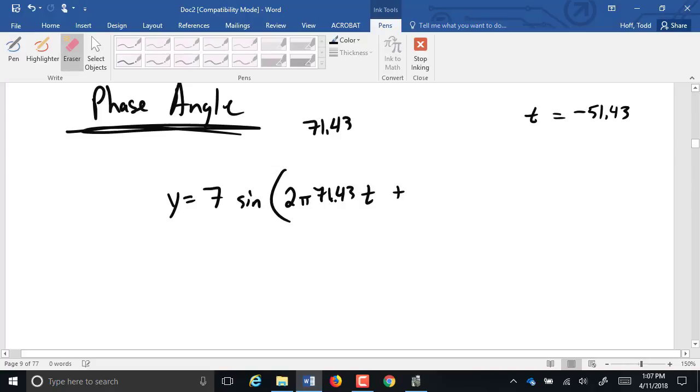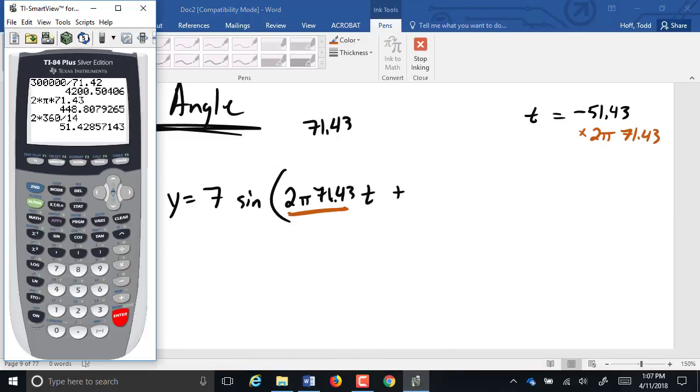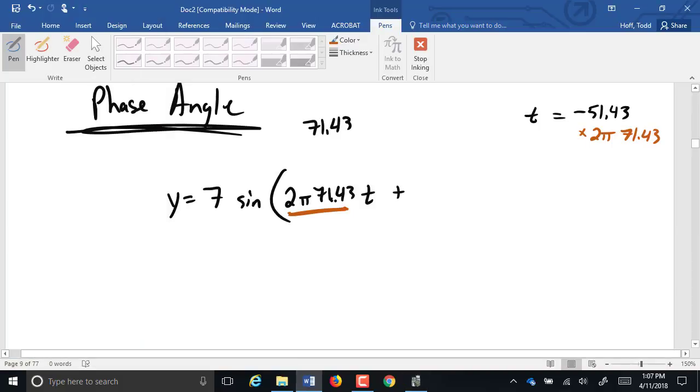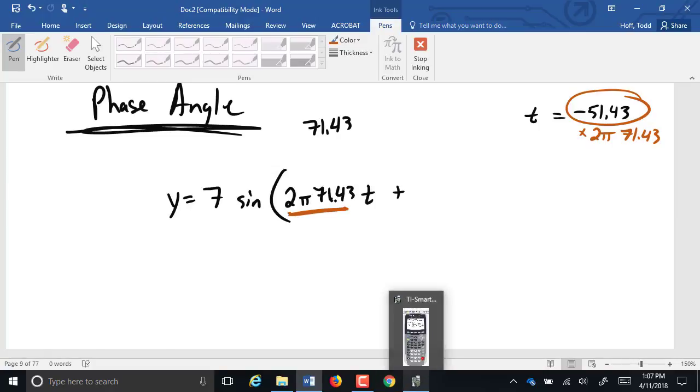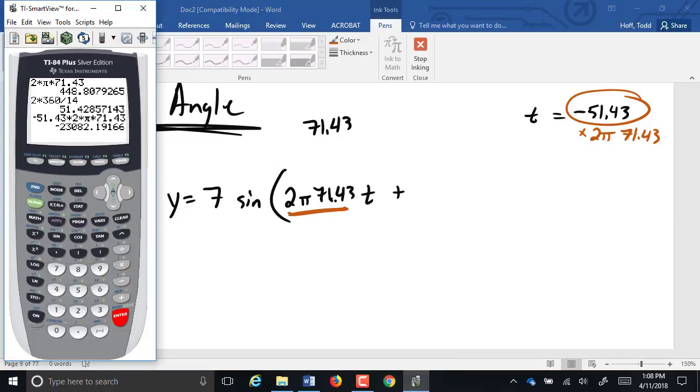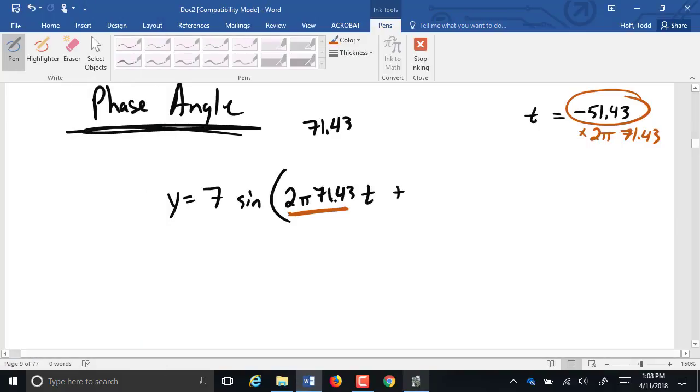We start out with that phase shift like that. Now we've got to work our way backwards. So we've got to multiply by all of this, right? So it's negative 51 times 2 pi 71.43. So it ends up being, holy crap. Oh, shoot. That's in degrees, isn't it? So it doesn't work. What do I have to convert it to? Radians. So we've got to convert that to radians first.